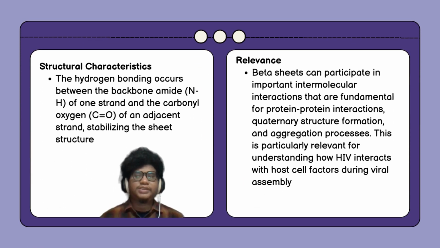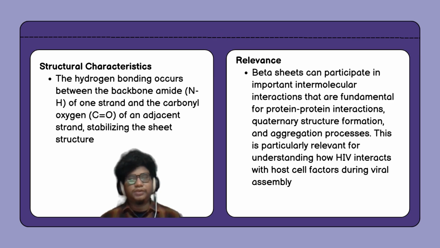Moving on, the formation of beta sheets in the protein originates from the hydrogen bonding that occurs between the backbone amide NH of one strand and the carbonyl oxygen C=O of an adjacent strand, stabilizing the sheet structure. Beta sheets can participate in important intermolecular interactions that are fundamental for protein-protein interaction, quaternary structure formation, and aggregation processes. This is particularly relevant for understanding how HIV interacts with host cell factors during viral assembly.